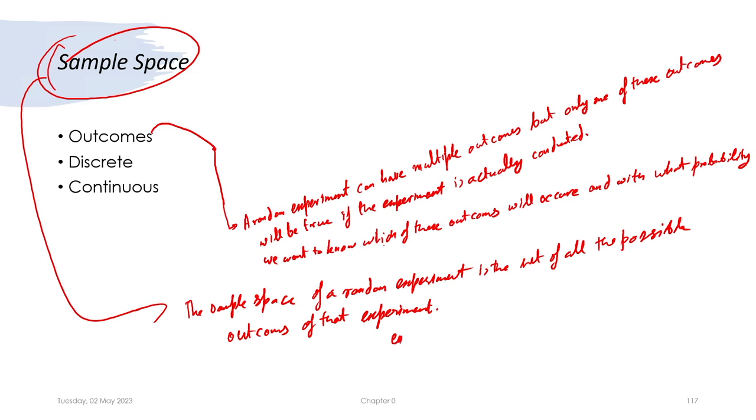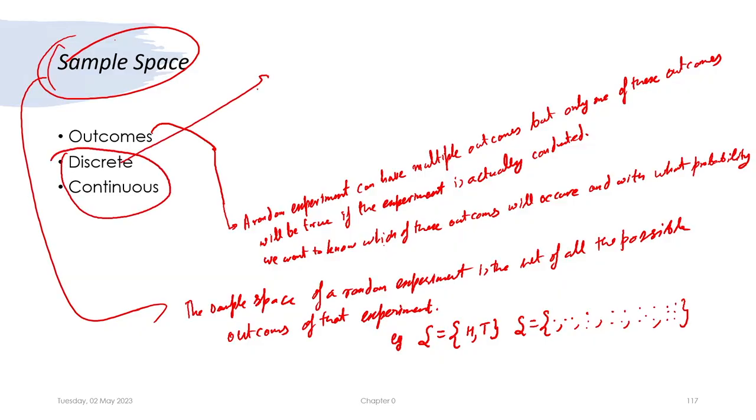For example, if we consider the tossing of a coin as a random experiment, then the sample space S will be head and tail. If we consider the rolling of the die as an experiment, say, then the sample space will be 1, 2, 3, 4, 5, 6. So, if we consider rolling of die as an experiment, this is the sample space, the number of dots. This is generally represented using dots.